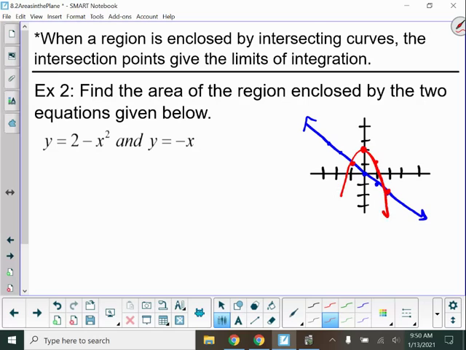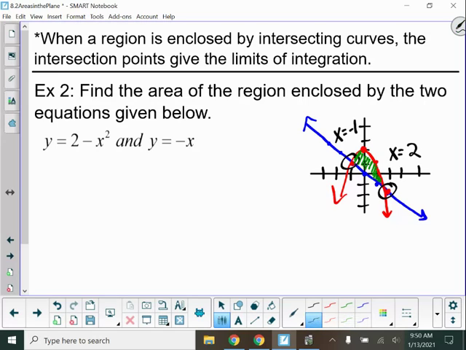And so that quadratic looks like that, and that gives me my 2 intersection points. So I have an intersection point of x equals -1 and an intersection point of x equals 2. Notice that the quadratic curve is always on top between those two bounds. So that's the region that I'm looking at the area of.